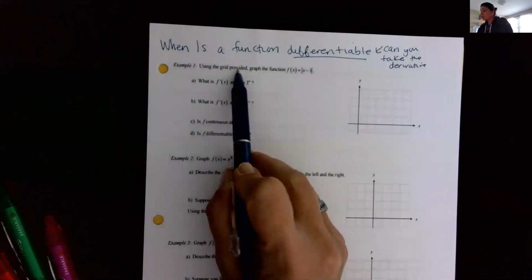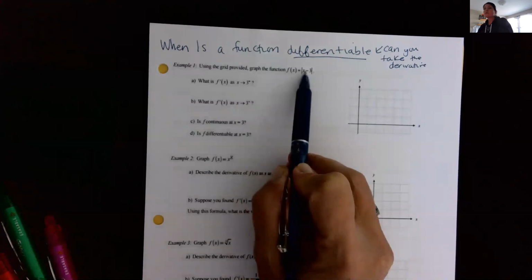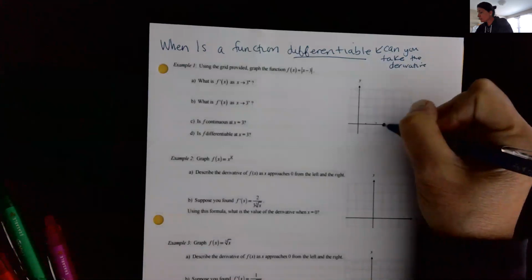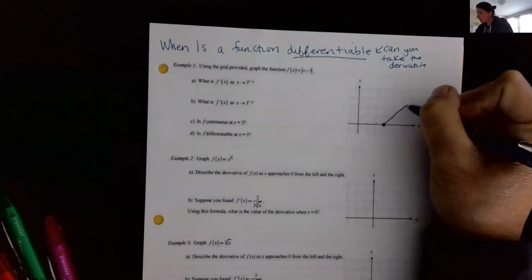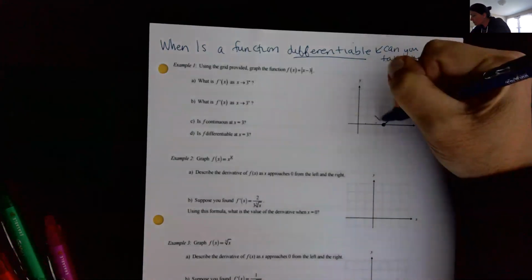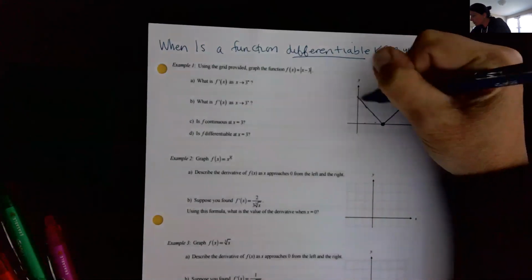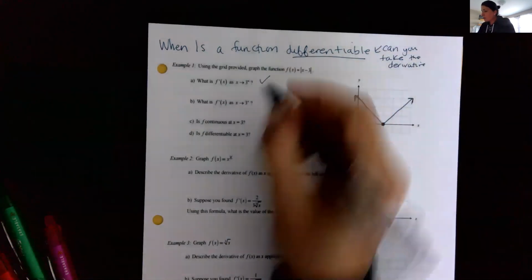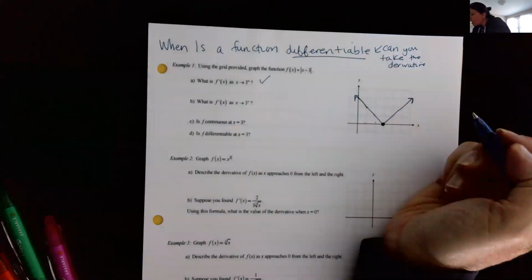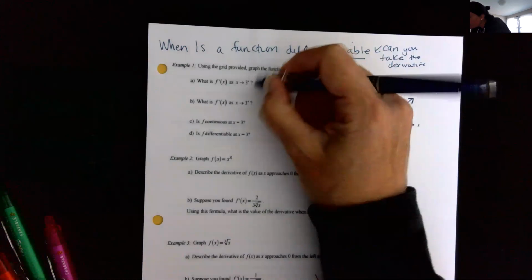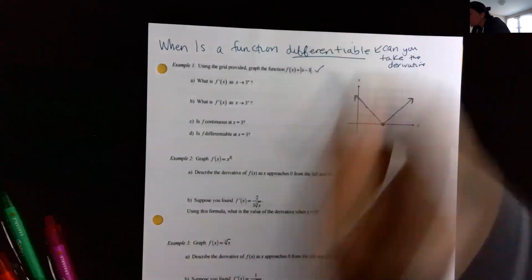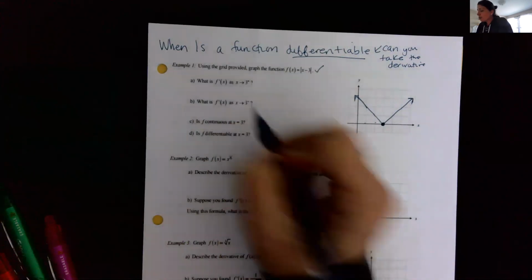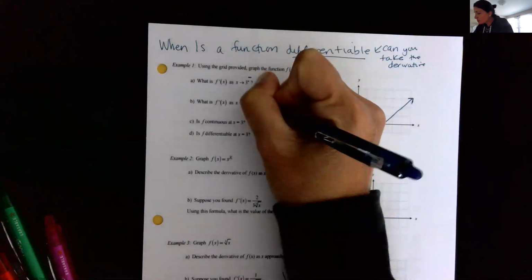Use the grid provided, graph the function f of x equals the absolute value of x minus 3. I'm going to kind of whip through that because that should be something that's pretty easy for you to graph. It's got a slope of 1, right? So it's an absolute value V graph. Then, what is f prime of x? The derivative as x approaches 3. From the V, this one's left, this one's right.